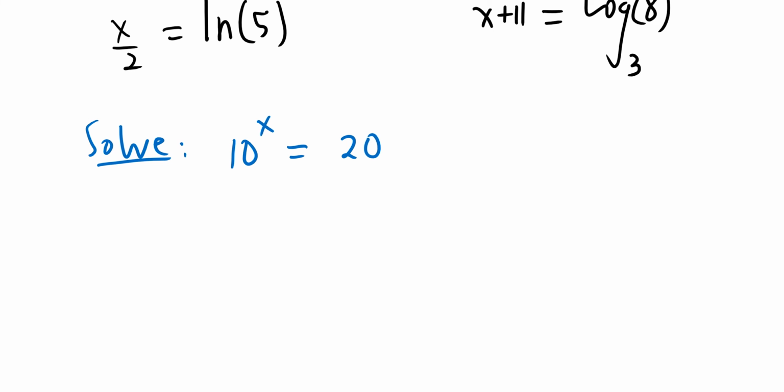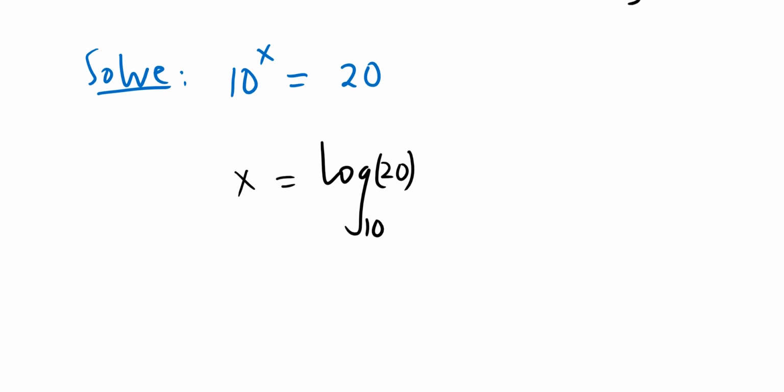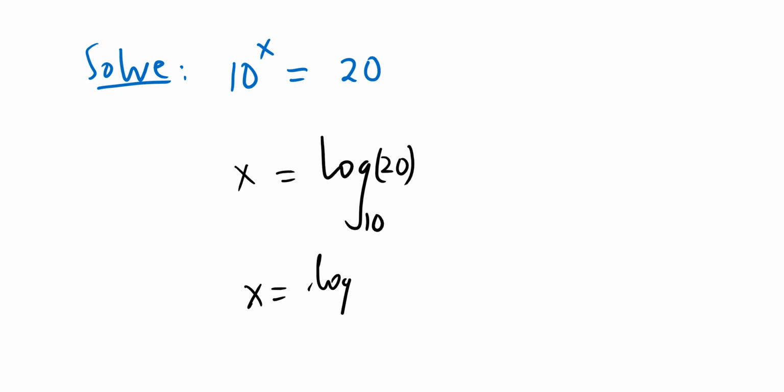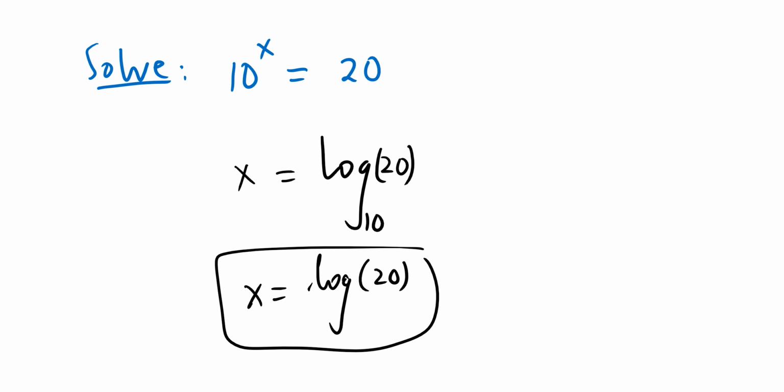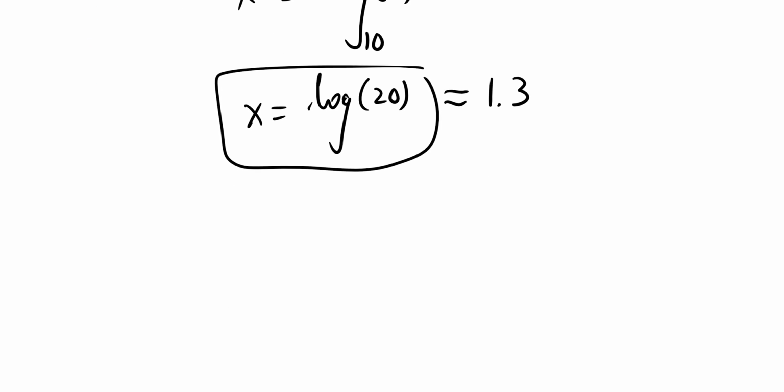Well, log is the key because the only way to bring the variable down is using logs. So log, let's say 10 goes here and x there and 20 here. So that tells me, hey, x is simply log 20. Remember, when I say log 20, it means automatically base 10. So if you write 10 or not, it's the same. And if you put this on the calculator, which I'll show in a different video, that will give about 1.3. So keep that in mind.